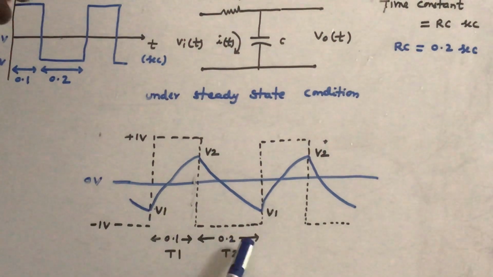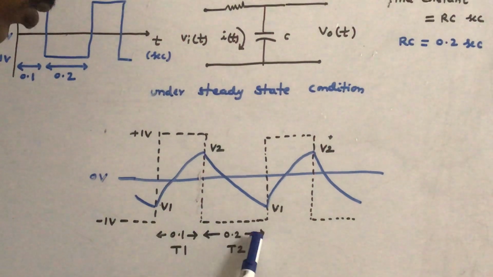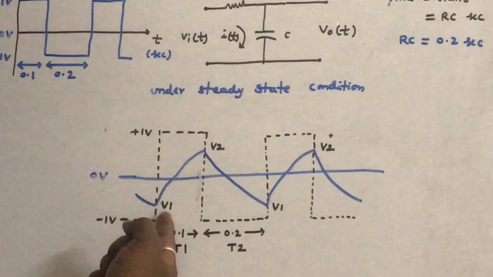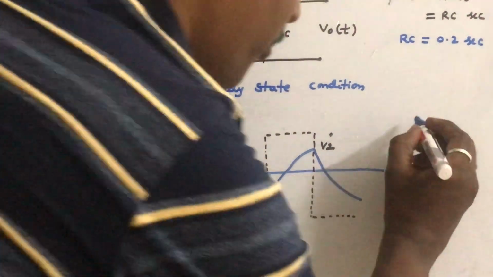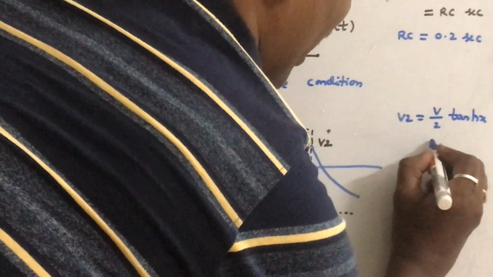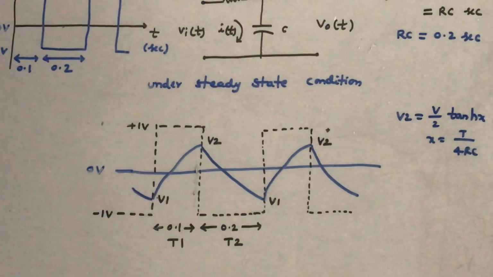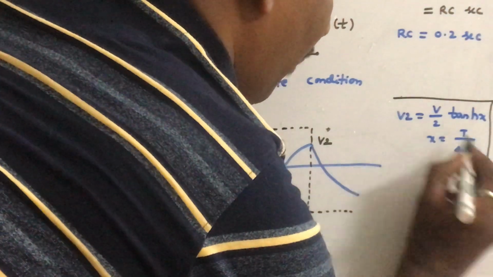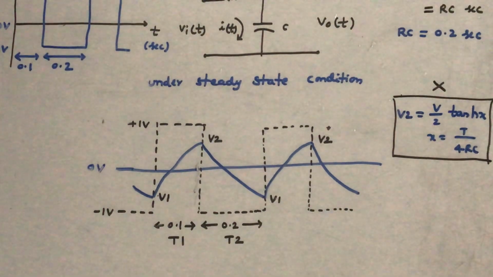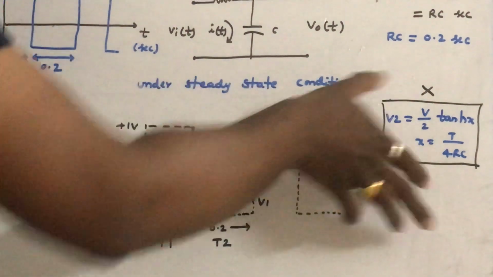Remember that this is not a symmetrical waveform. The on time is 0.1 and the negative section is 0.2 seconds. If it were symmetrical, with both sections 0.1, these two values would be equal with opposite sign, and then we could use straight away the formula V by 2 into tanh x, where x is equal to T by 4RC. But we cannot use this formula because the input square wave is not symmetrical. If you use this formula, the answer is wrong.